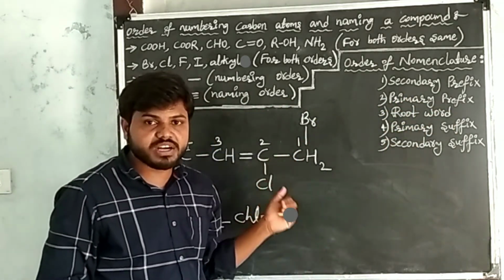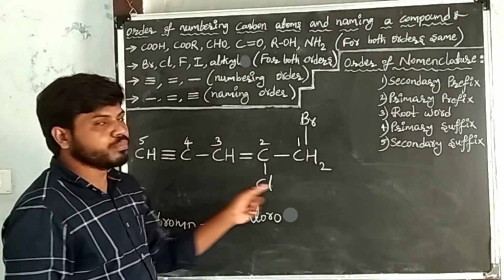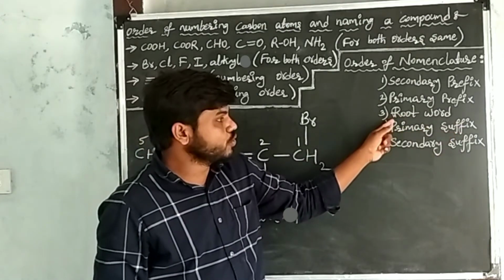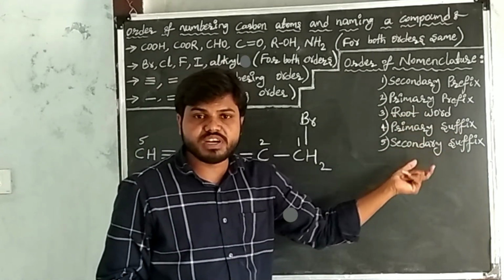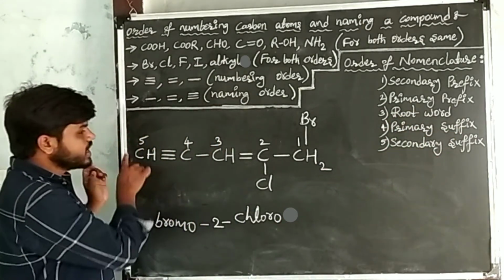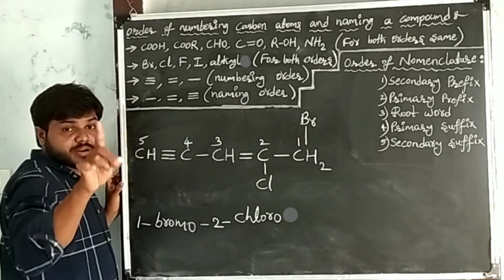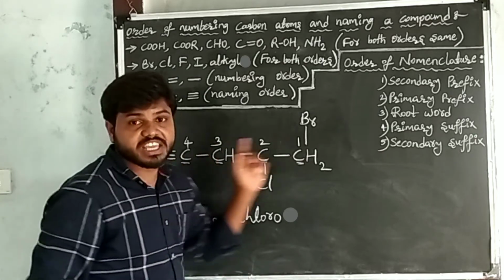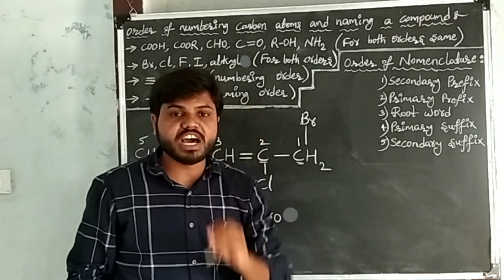Primary prefix here is cyclic. In the given compound, cyclic is not there, so primary prefix is not there. Then go to the root word. Root word means the number of carbon atoms. In the given compound, 5 carbon atoms are there: 1, 2, 3, 4, 5.